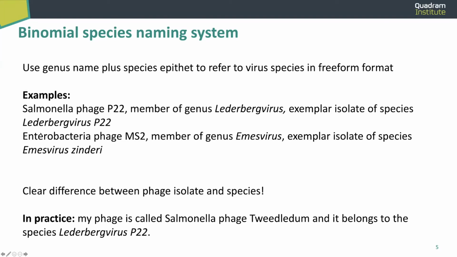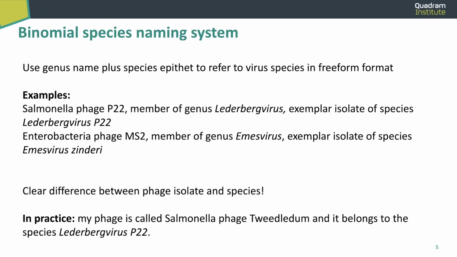Same goes for Enterobacteria phage MS2. It is a member of the new genus Emesvirus, and it's an exemplar isolate of the species Emesvirus zinderi. In this case, the people who submitted this taxonomy proposal have chosen to take a Latinized binomial approach. Our hope was that this would make a clear difference between the phage isolate and the phage species. So we would not want you to see that people suddenly start naming their phages according to a binomial system, because then there will be chaos.